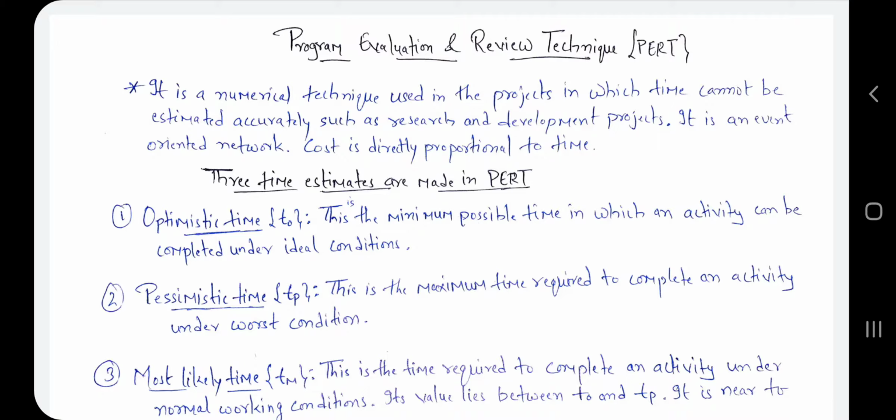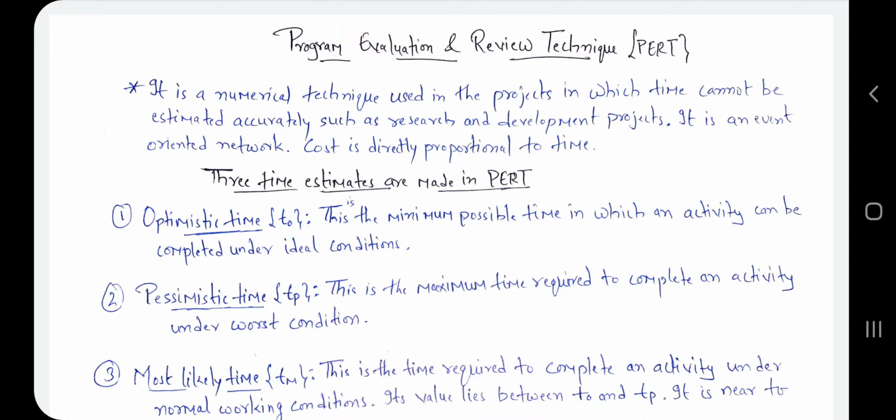those techniques. So here the first technique we use is PERT, and the full form of PERT is Program Evaluation and Review Technique. First of all we discuss the definition of PERT. It is a numerical technique used in projects in which time cannot be estimated accurately, such as research and development projects. It is an event oriented network and cost is directly proportional to time.